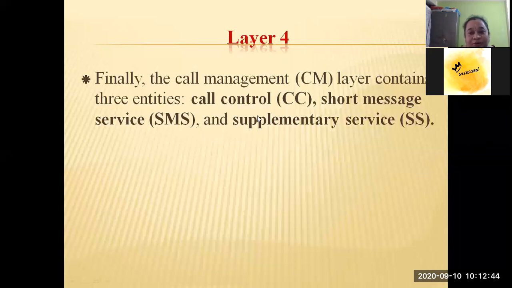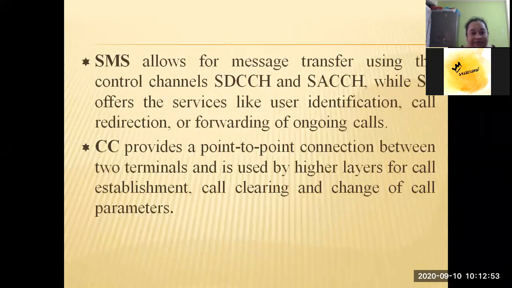So call control, short message service, and certain supplementary services like call tariffing and call forwarding are all going to be given to you. This is about the protocol services. Coming to SMS and call control, SMS is done using control channels. We already discussed these control channels while discussing the control hierarchy: the standalone dedicated control channel and slow associated control channels are useful for allowing messages to transfer between the two parties.